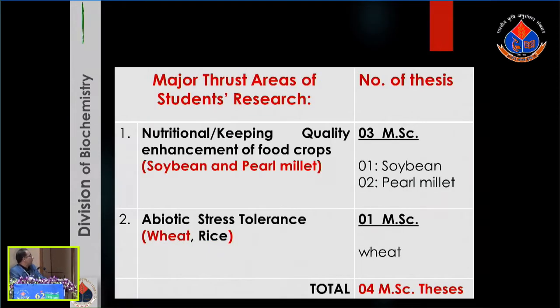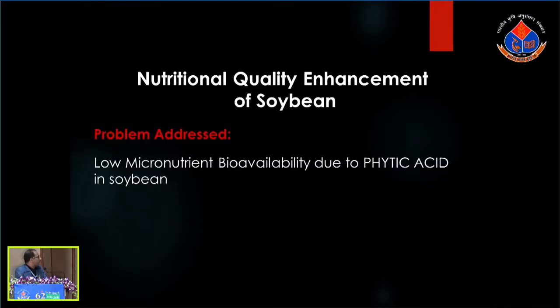So the major thrust areas in which the division of biochemistry is working are the nutritional and keeping quality enhancement of the food crops, and then abiotic stress tolerance. So this year we have 3 MSc students who are working on the first area, that is the nutritional quality enhancement. 1 student worked on soybean, and 2 students worked on the pearl millet crop. While in abiotic stress tolerance, we are working on both wheat and rice, but this year one MSc student worked on wheat. So a total of 4 MSc students will be getting the degree in the forthcoming convocation.